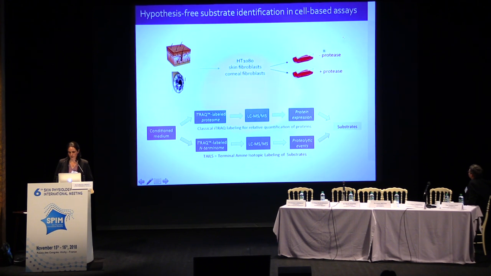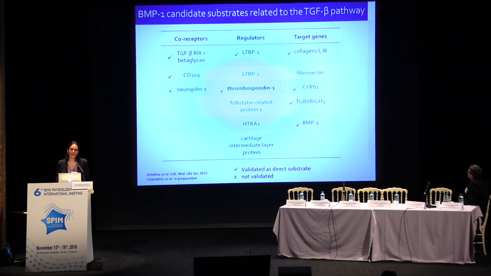for example, and we always have a condition where the protease is absent or inactivated, and a condition with active protease. And we use several types of proteomics approach, but especially this one, which is called TAILS, for terminal amine isotopic labeling of substrates, and which is a really protease-specific approach, which allows us to identify in a very specific manner the N-terminal peptides in proteins. And this allows us to reveal proteolytic fragments. It gives us the information about what proteins are cleaved, where they are cleaved, and to what extent. So using this approach, we could identify something like 80 different new or already known substrates for the BMP1 protease.